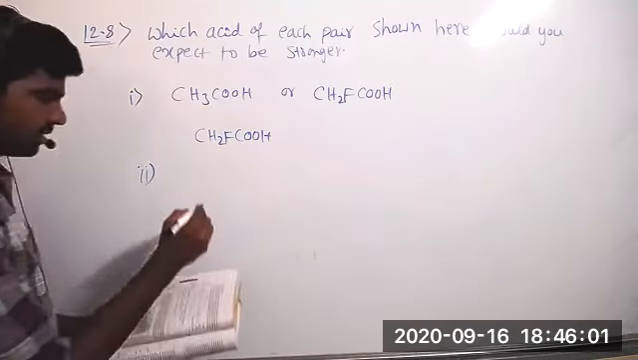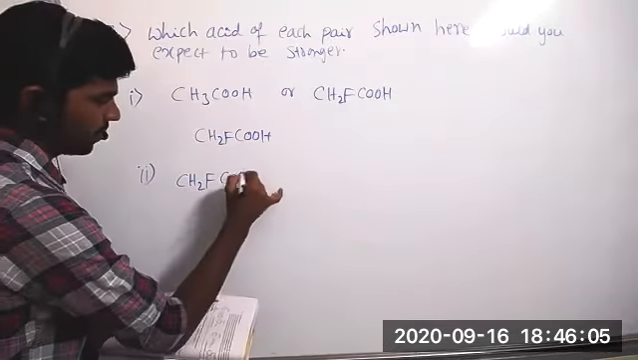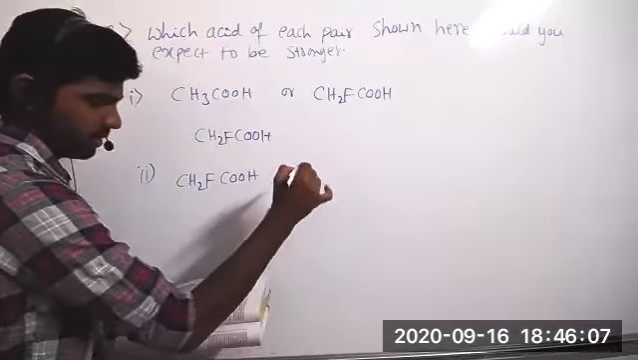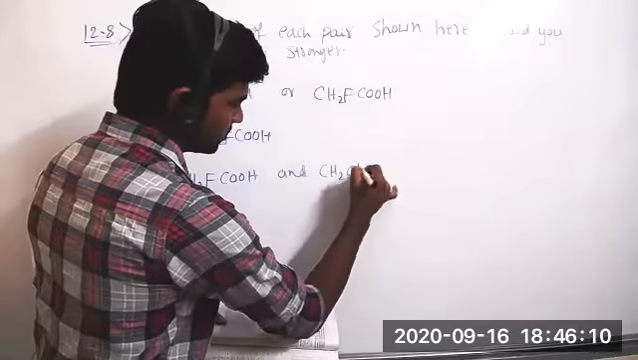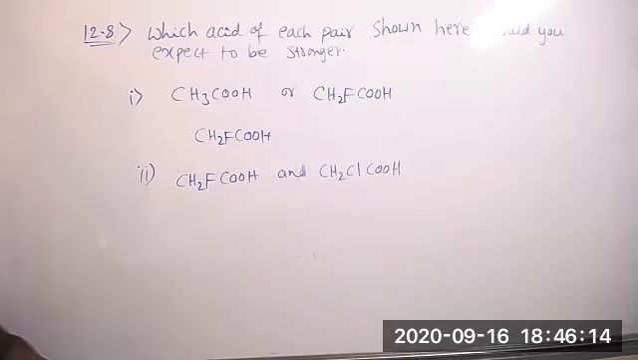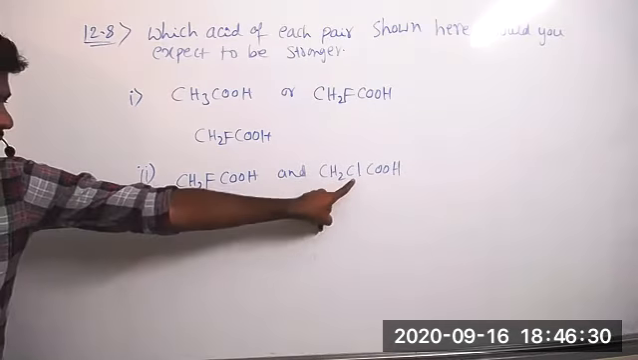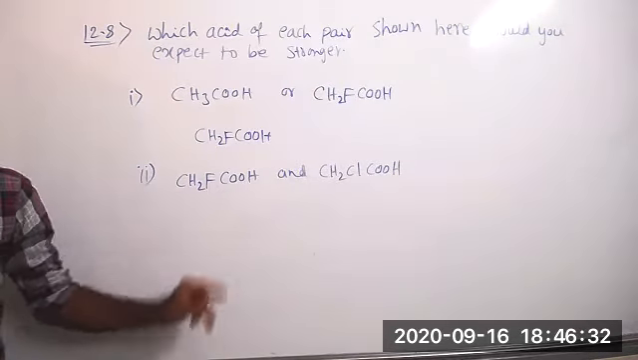The next pair: CH2FCOOH and CH2ClCOOH. Which is more acidic? The first one, CH2FCOOH, because the formula is the same, here F is there and here chlorine. Fluorine is more electronegative, so this is more acidic.